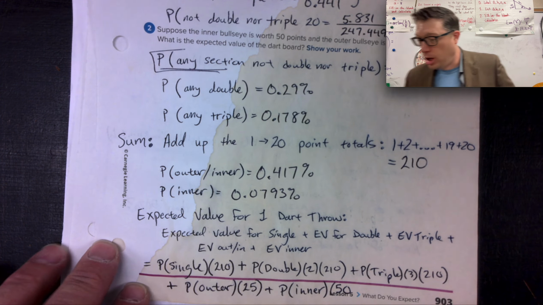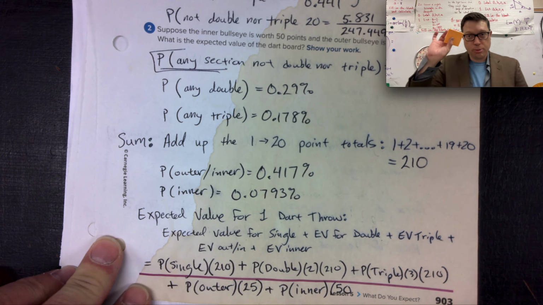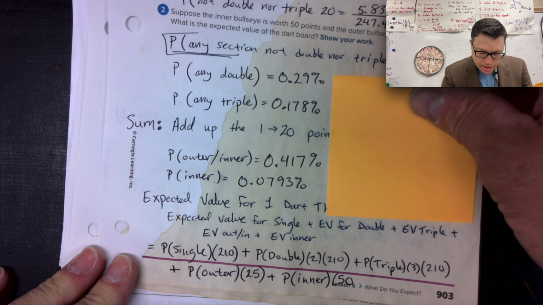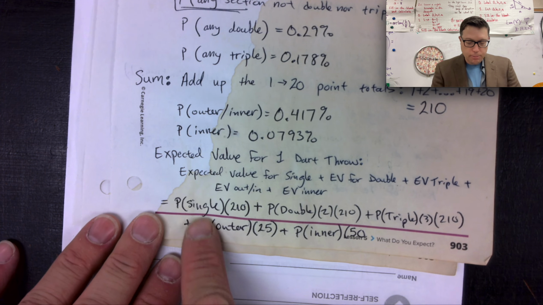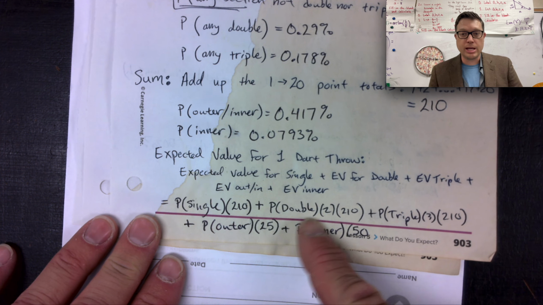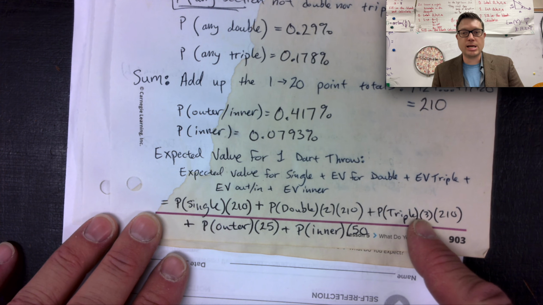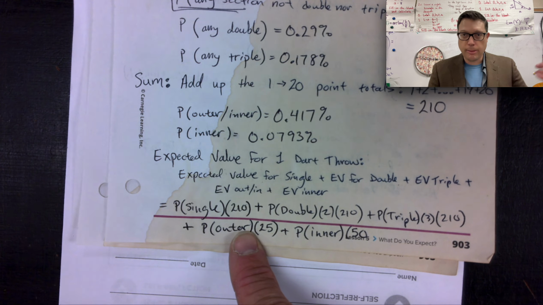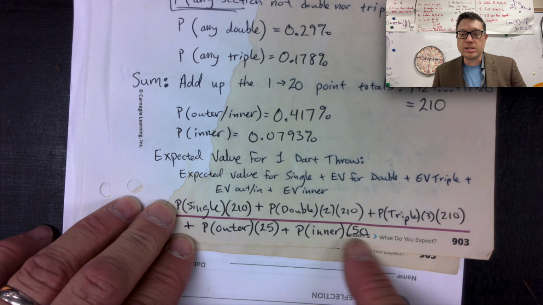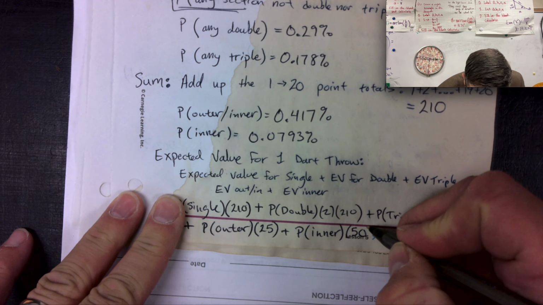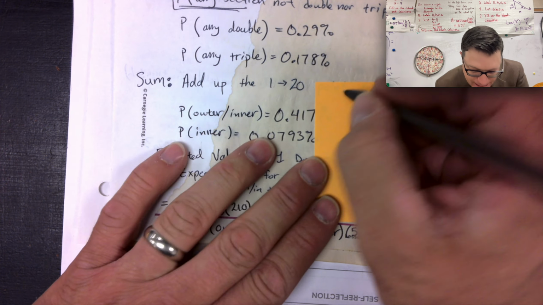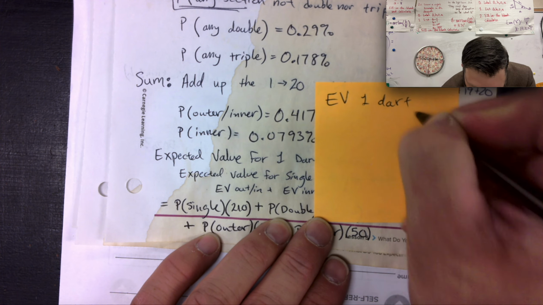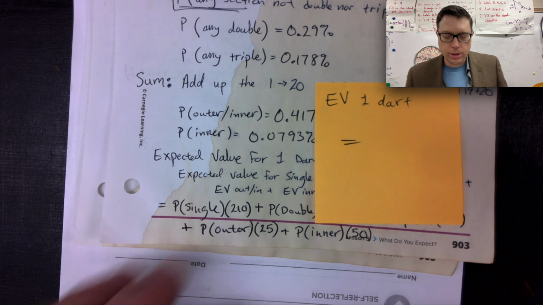I'm going to add on a sticky note where I've put the answer to this. The sticky note is going to do the final calculation because I'm running out of space. But I'm going to do probability times 210, probability times 2 times 210, probability times 3 times 210, probability of outer, probability of inner, the probability of outer times 25, the probability of inner times 50, and that's going to give me, close that parentheses, the expected value for one dart throw is, time to go to the calculator and do some work.